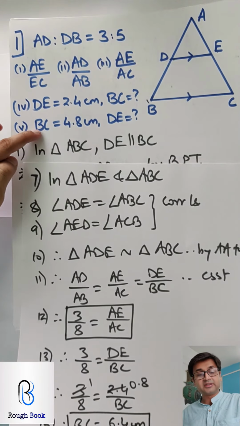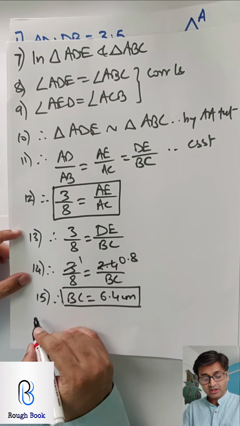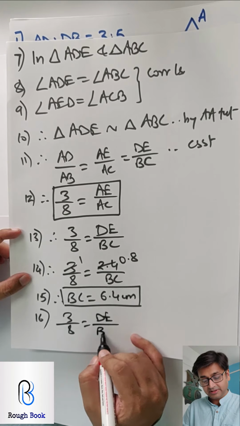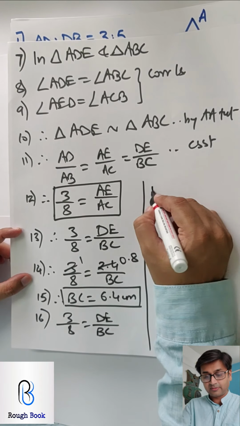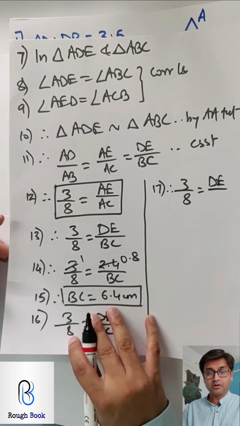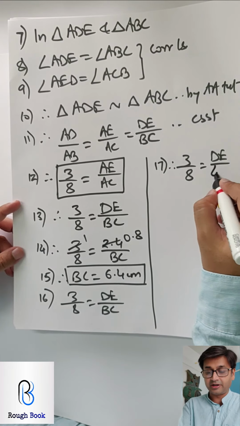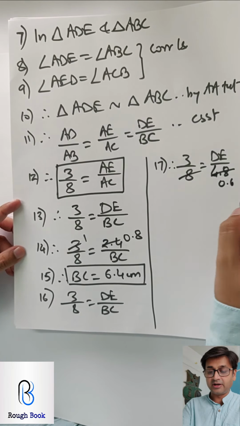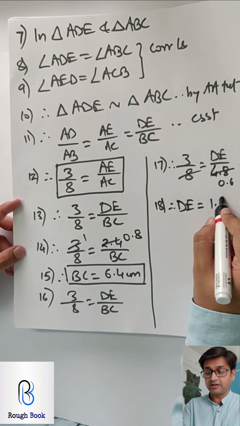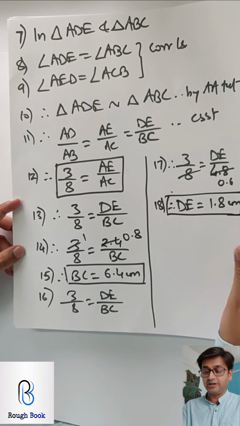Okay, then there is one more part. This time BC is given and DE is asked. So ignore this and directly jump onto this now. So again you will pick up 3 by 8 equals DE by BC. So now step 17, therefore 3 by 8, this time DE is unknown and BC is given to you as 4.8. So use that over here, 4.8. So 8 ones are 8, cross multiply, and therefore I can say DE is 1.8 centimeters, and you can manage to get your DE then.